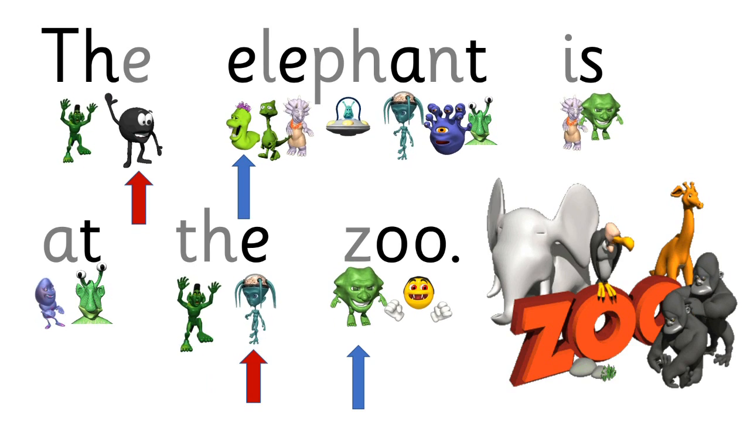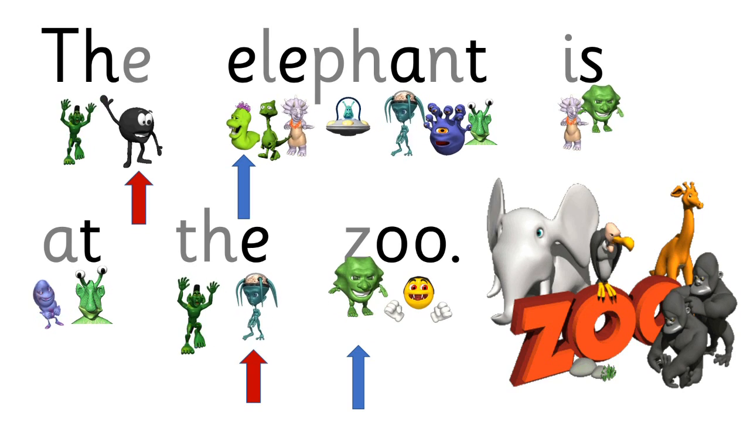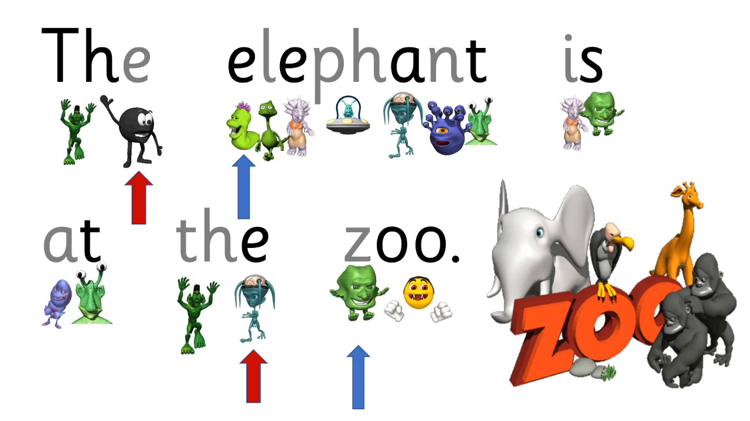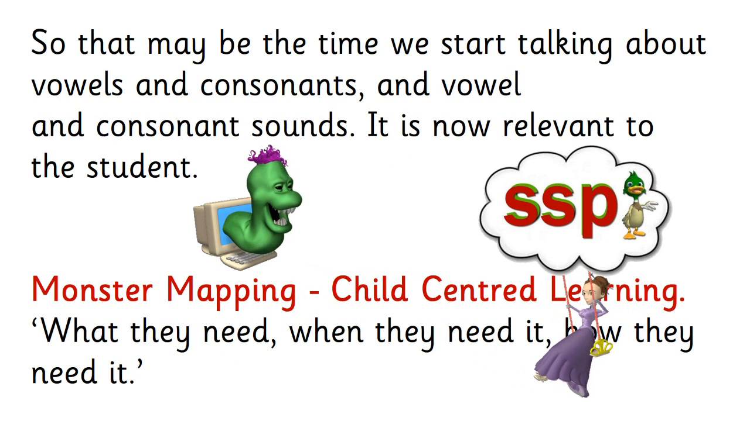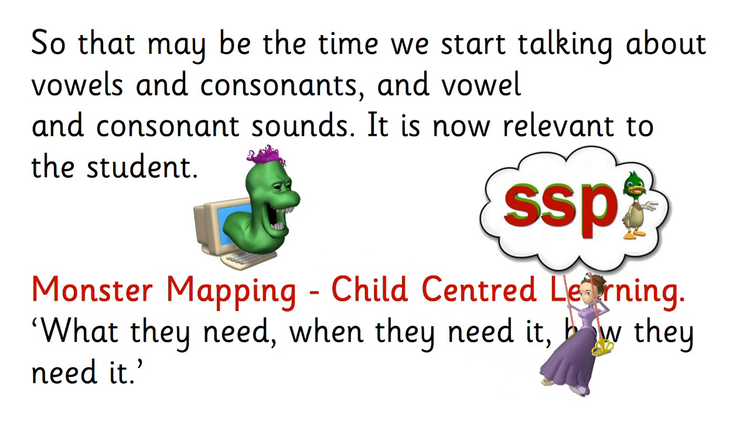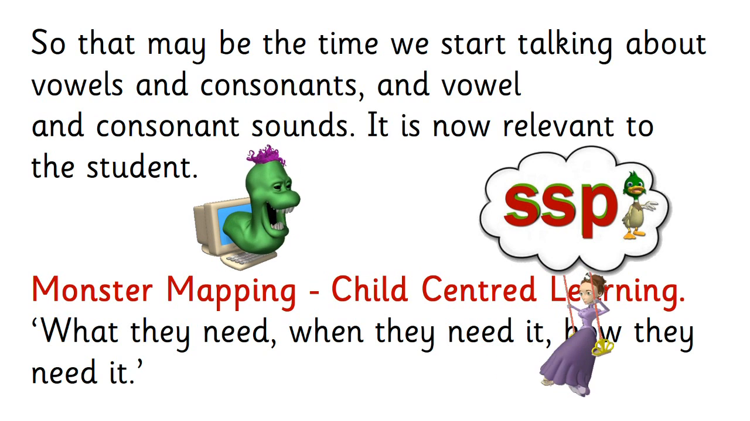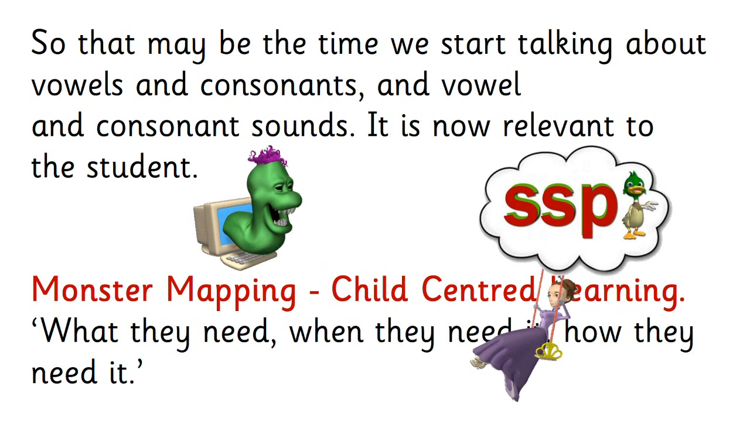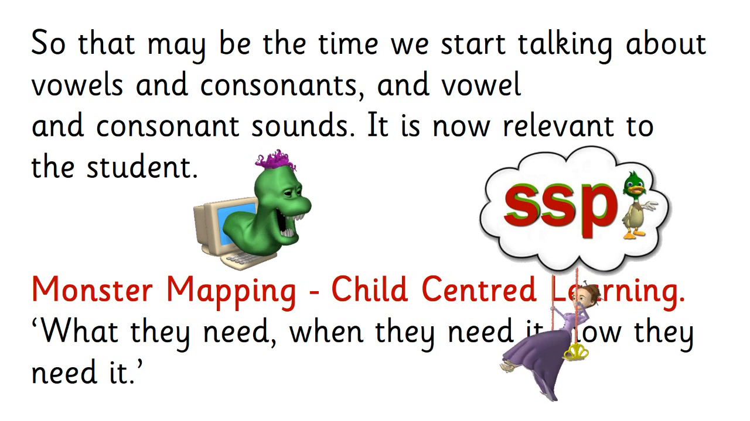So then the children start to think, well, why? And they'll start to explore sentences. This is when we'll start to think about, well, what's a consonant and what's a vowel? What's a vowel and a consonant sound? Why? Because now it's relevant to the students. SSP is a systematic skills acquisition process, but children get what they need, when they need it, how they need it. Everything is meaningful. It just makes sense.